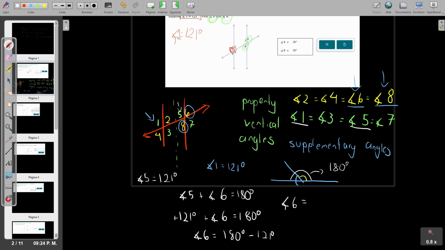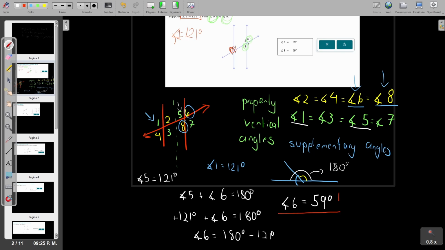calculator that I have here in my hand, I really recommend you to have your scientific calculator, because during your test you're not going to be allowed to be using your phone. So 180 degrees minus 121 equals, that is correct, 59 degrees.